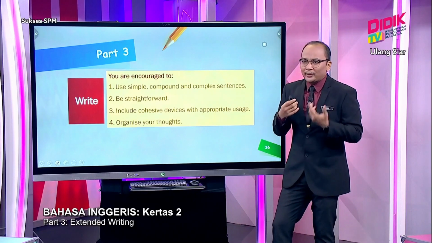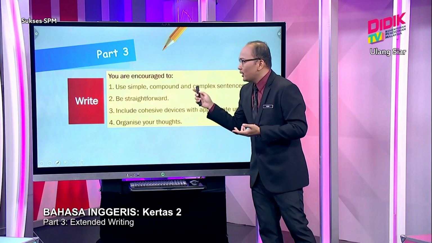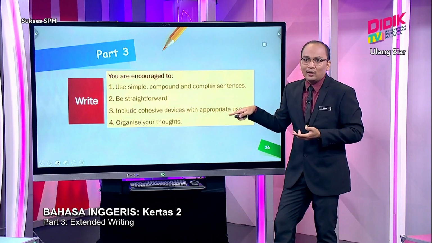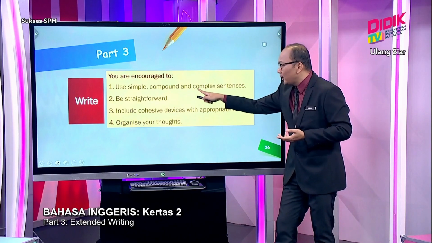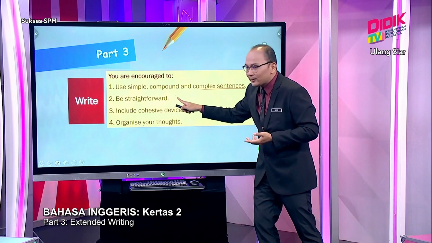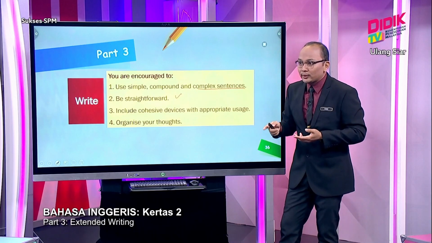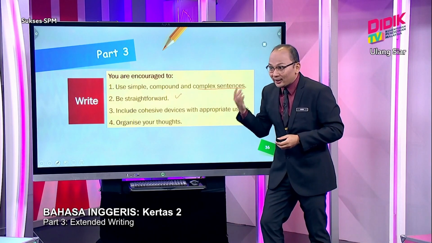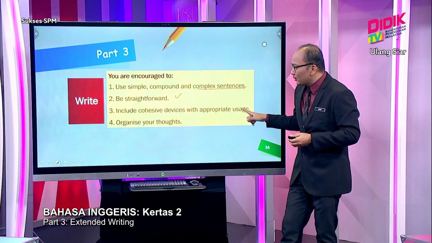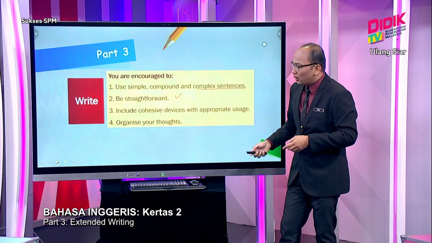Okay. So when we are writing, you are encouraged to use simple, compound, and complex sentences. So this is a must for you to put inside your writing for part 3. Must have complex sentences. Be straightforward still because we don't want to beat around the bush. Yes, you can put explanation and whatnot, which is very important. Include cohesive devices with appropriate usage and organize your thoughts.